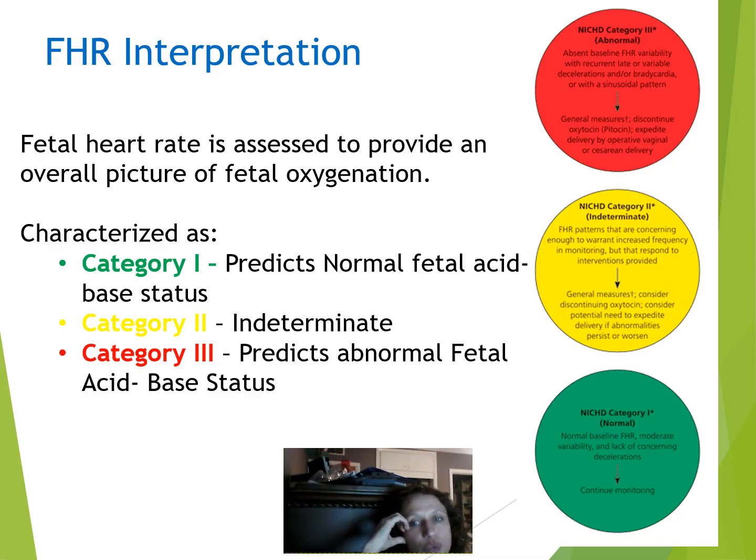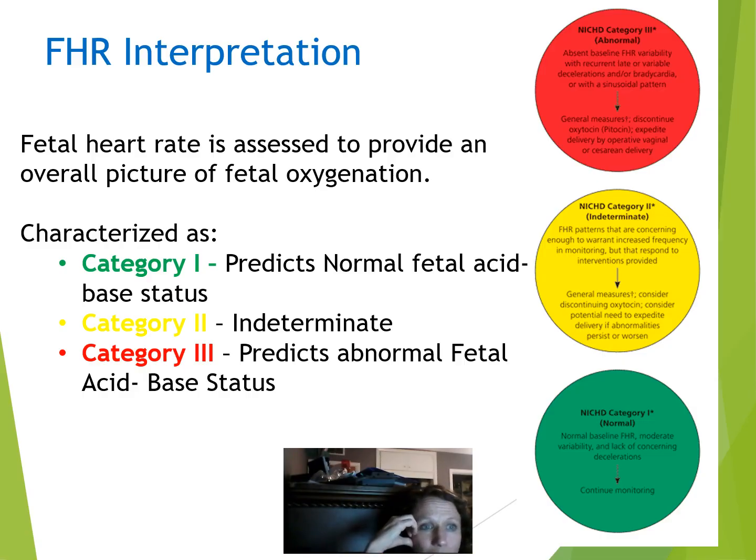But really and truly, once you get to absent variability with late decels, once you get to category 3, the idea is get the baby out if we can, if the baby is viable. Those are really big, heavy decisions that are not easy for us to decide. It's going to be a multi-team effort for sure.